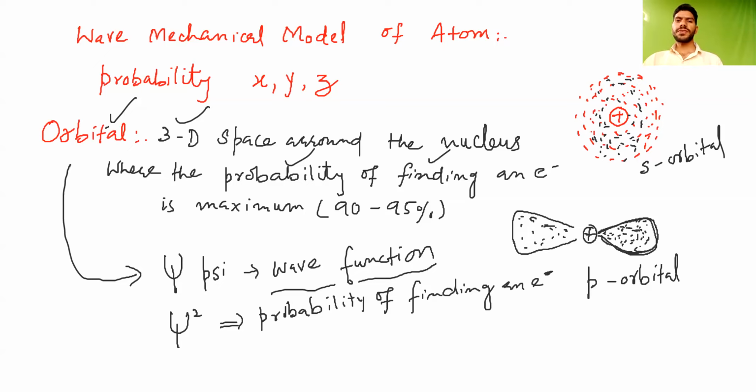Okay, now let's differentiate between the orbit and the orbital, right? The orbit concept was given by Niels Bohr, right? But this orbital, it is the modern concept given jointly by Erwin Schrodinger and Werner Heisenberg. Okay, shall I move to the next page? Have you noted down this? Yes, sir. Okay.